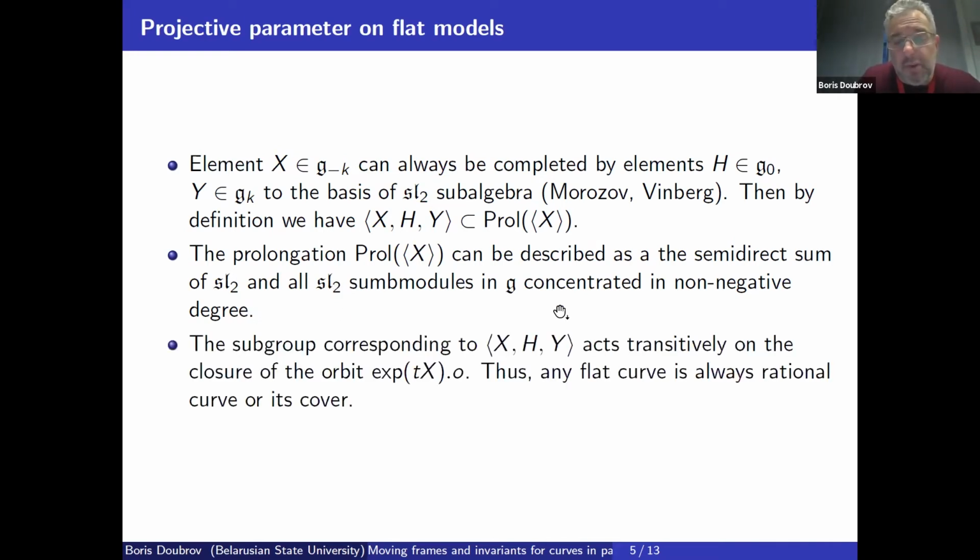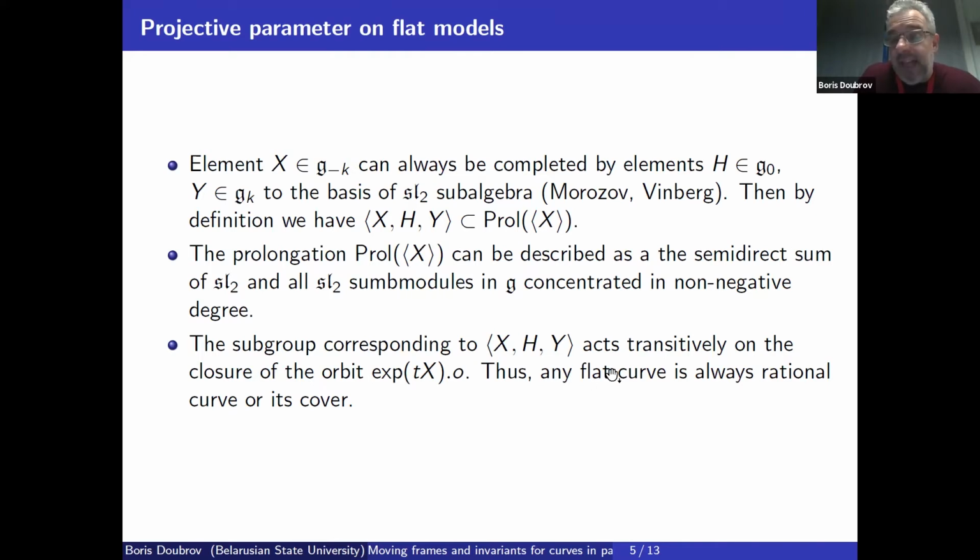Further on, the subgroup that corresponds to X, H, Y acts transitively, actually not on the orbit of exp(tX) itself, but on the closure of this orbit. You may think about exp(tX) as an affine line in the projective space, while the complete action of SL2 would complete the affine line to the complete projective line. So this is why we need to take a closure.